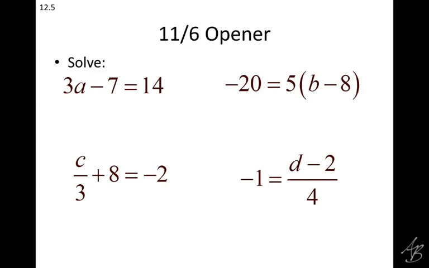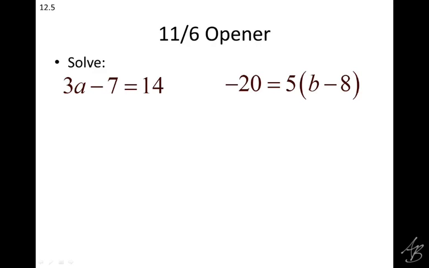More two-step equations today, and so we want to get the variables by themselves. Each one is going to take 2 steps because there's 2 things with the variable that we need to get rid of to get that variable by itself. So starting with the first one, we want to solve for a.